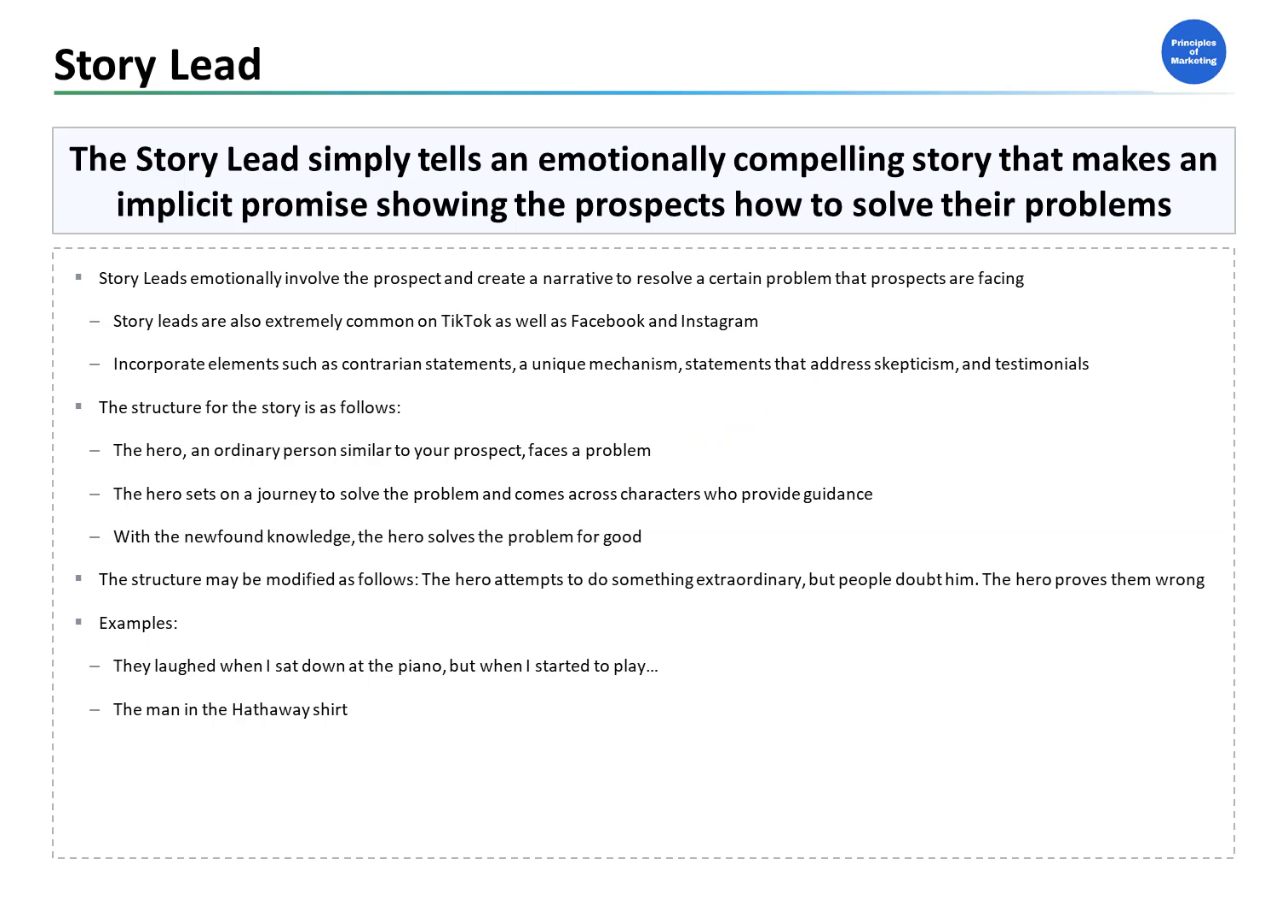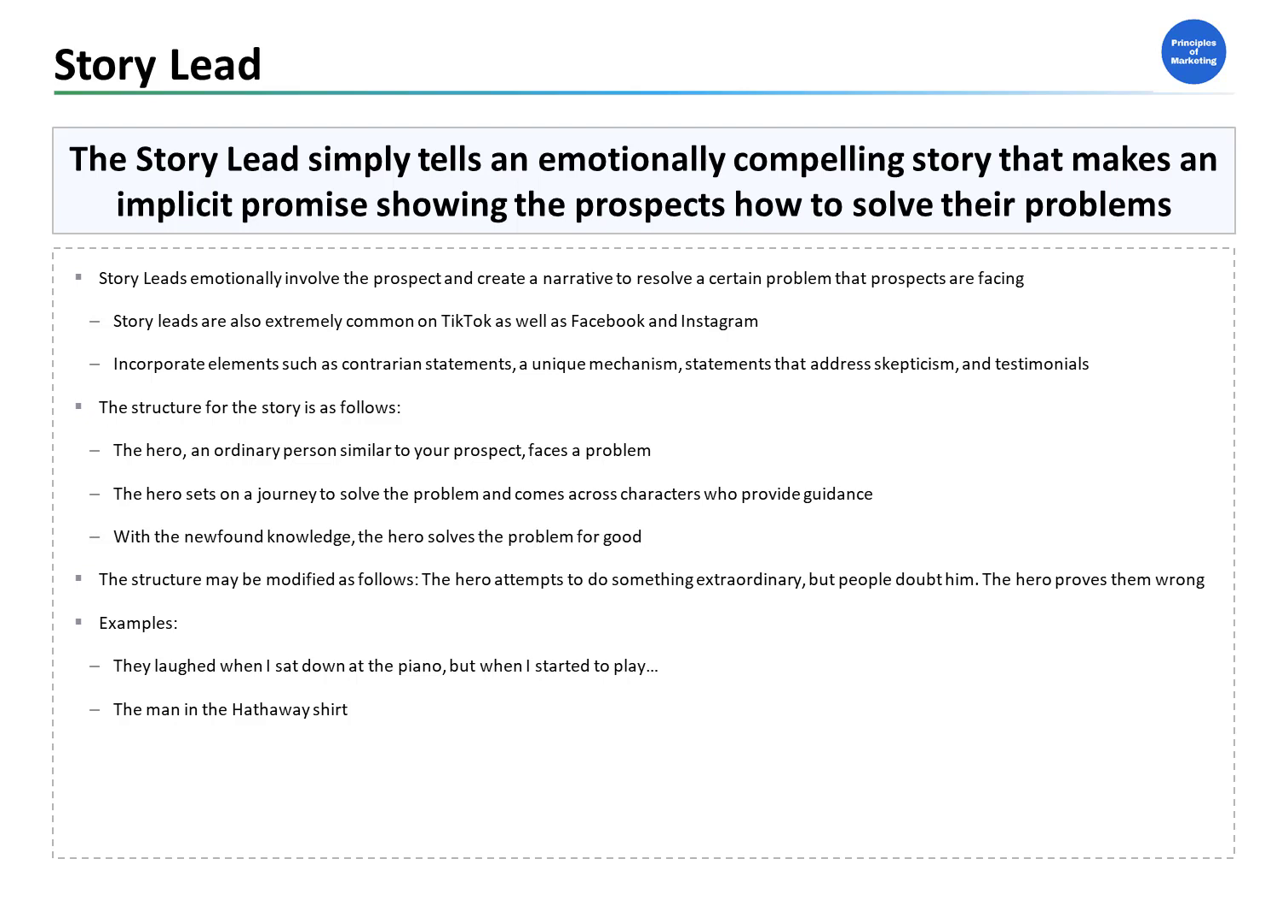The story lead simply tells a story, an emotionally compelling story that makes an implicit promise showing the prospects how to solve their problems. The key thing about story leads is that they emotionally involve the prospect and create a different type of world, a narrative to resolve a certain problem that prospects are facing. And you'll notice that story leads are extremely common on TikTok as well as Facebook and Instagram. They incorporate elements such as contrarian statements, a unique mechanism, statements that address skepticism, and testimonials.